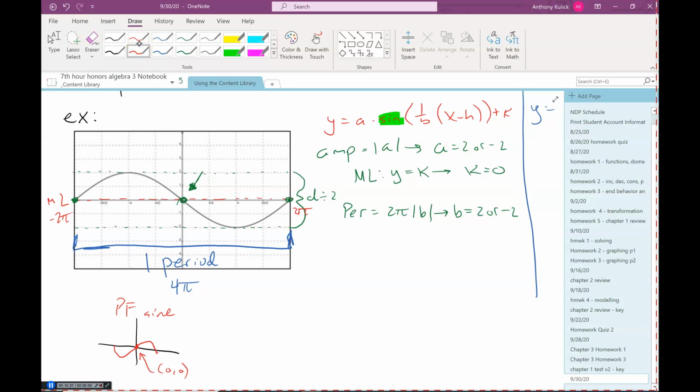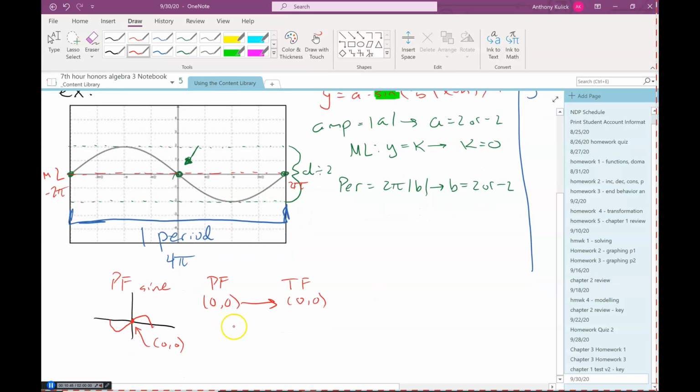So the idea here, and I'll write out what it is that we're doing, just to be clear, is I'm taking my point 0, 0 from the parent function, and I'm transforming it to the point 0, 0 in my new function. To do that, I use bx plus h, where this is the x, which should give me my new x coordinate over here. And since we have a 0 there, h is just 0.